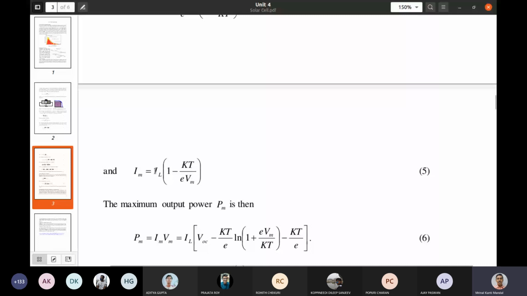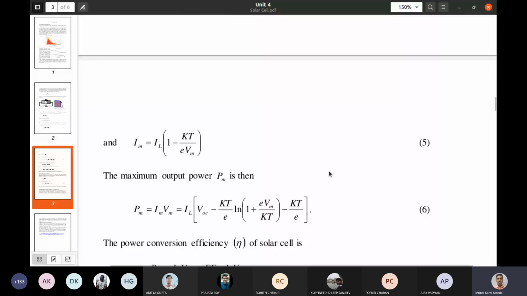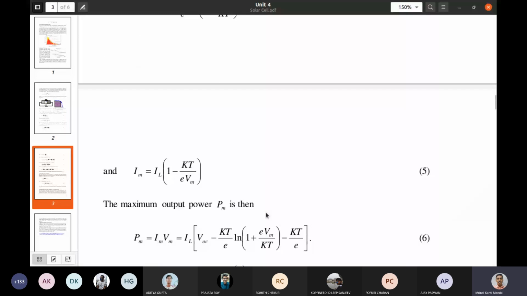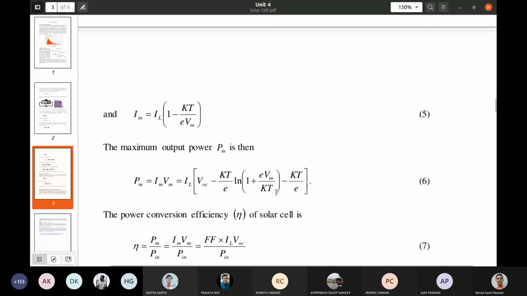So the maximum power will be IM VM, voltage into current. If you multiply it, we will get this expression. So this is PM. After mathematical simplification, we get this expression, that is the maximum power in the load.